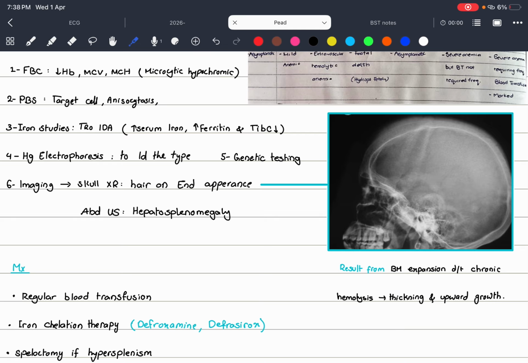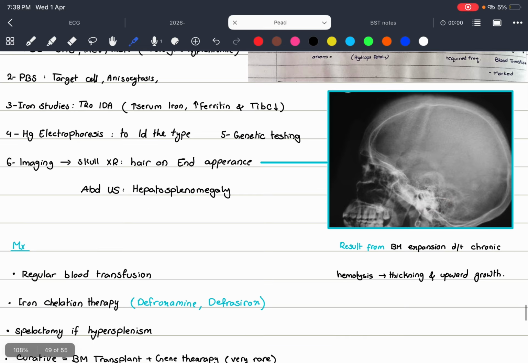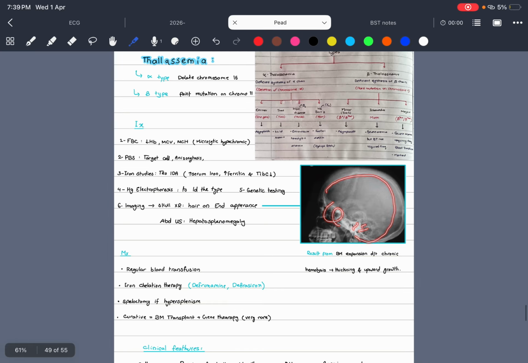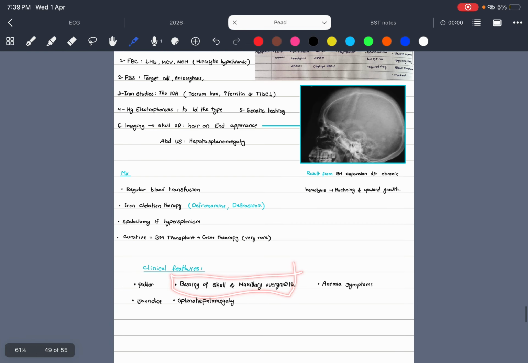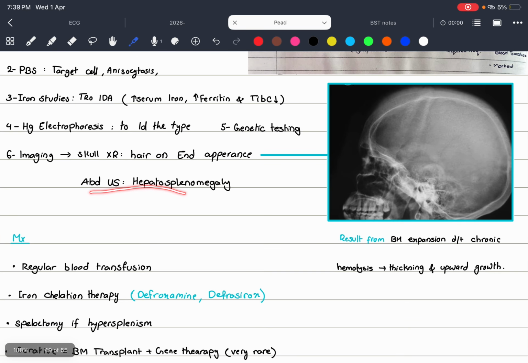Sometimes they don't do it, but we do a skull X-ray. We look for something like this. Look at it, it's very hairy, right? Sometimes you just remember it as a hair-on-end appearance, but why does it look like that? Because the skull is a very important bone with important bone marrow, and it's trying to compensate. So there's bone marrow expansion due to chronic hemolysis. Usually the patient whose skull looks like this on X-ray is the one who will have these clinical features. And abdominal ultrasound for hepatosplenomegaly.